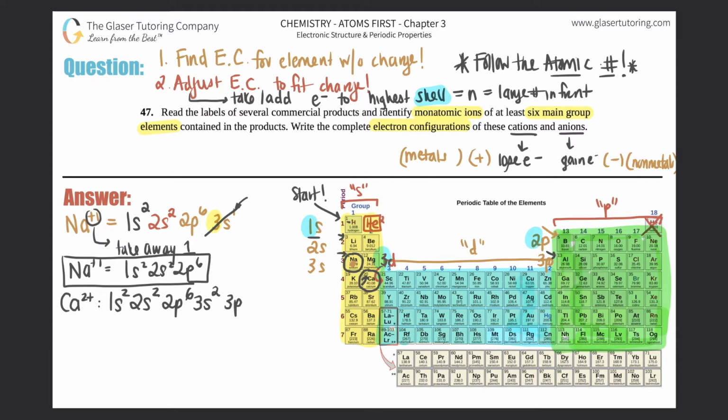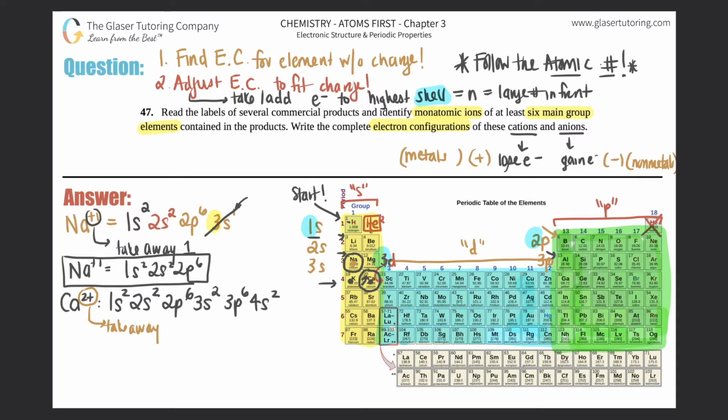3p is a 6, because we have to pass both of them. And now we're over here, this is 4s. And now we collect both of them because I got to stop at calcium. So that's 4s2. Now adjust. You want to take away 2 electrons.